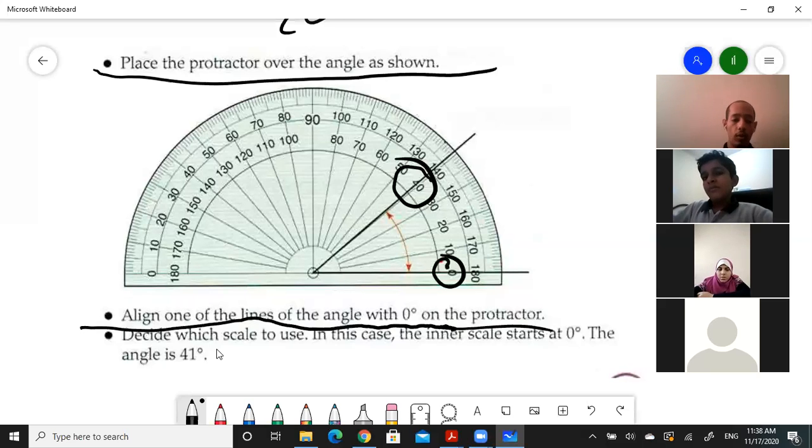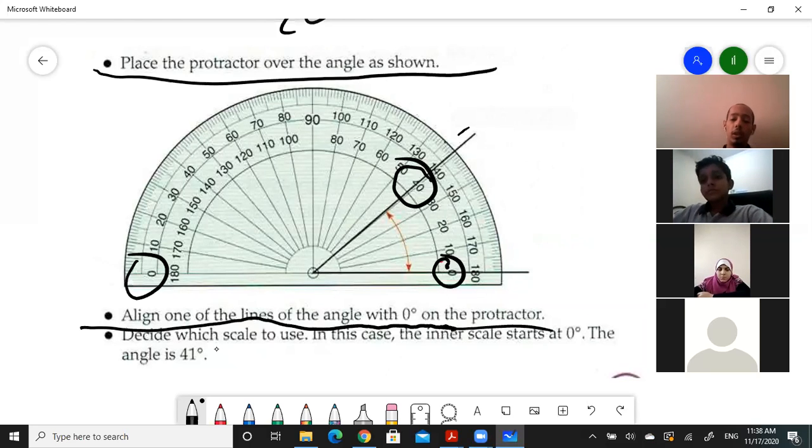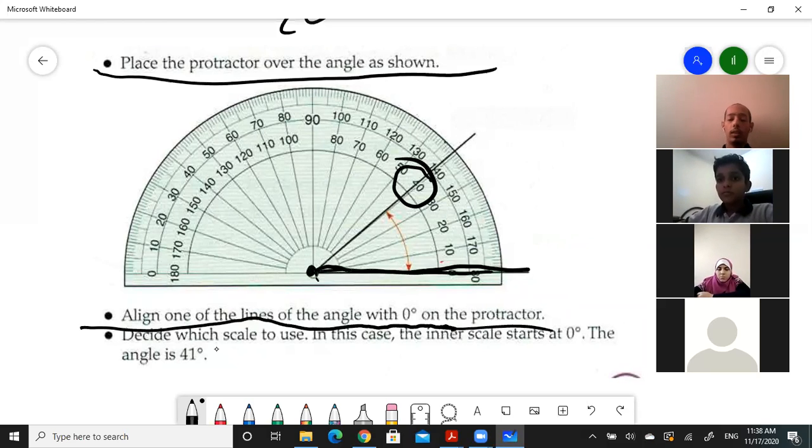We have 0 here. We have 0 here. You have to align one of the lines of the angle. How many lines do we have in an angle? 2 lines construct an angle, right? When 2 lines meet, they make an angle. So you can choose this line or this line to be aligned with the 0 on the protractor. So you can say, I'm going to align this line to the right hand side of the center of the protractor, or you can use the left hand side.